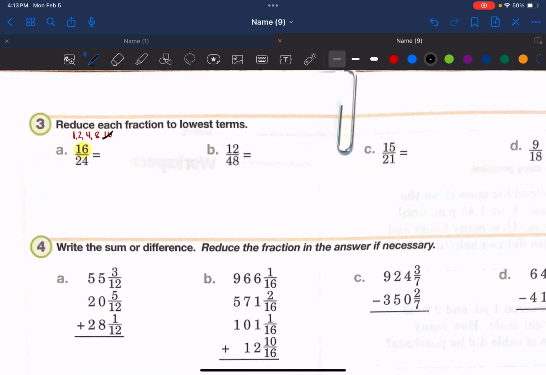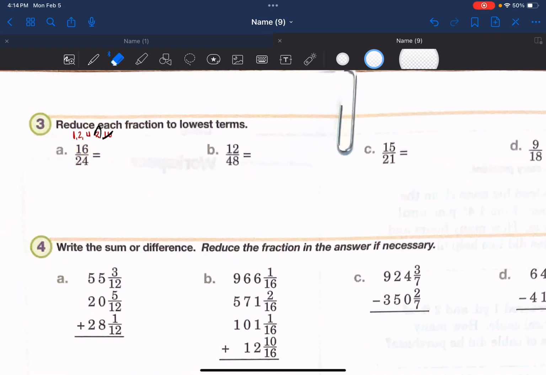When I skip count by 8s, do I say 24? 8, 16, 24, 32. I do. So that's all I need to know, because we always want to use our greatest common factor, our biggest number. So since 8 worked, that tells me that's what I'm going to divide both of these numbers by.